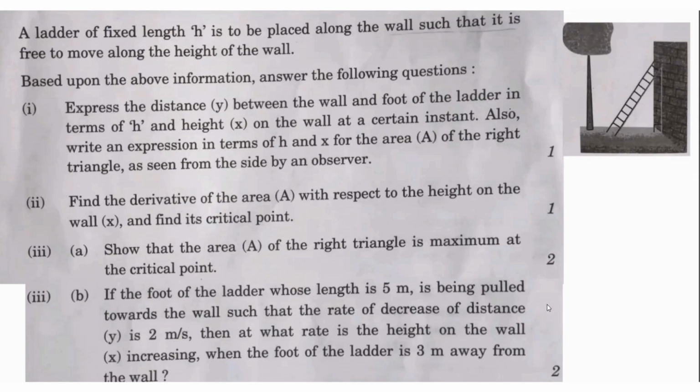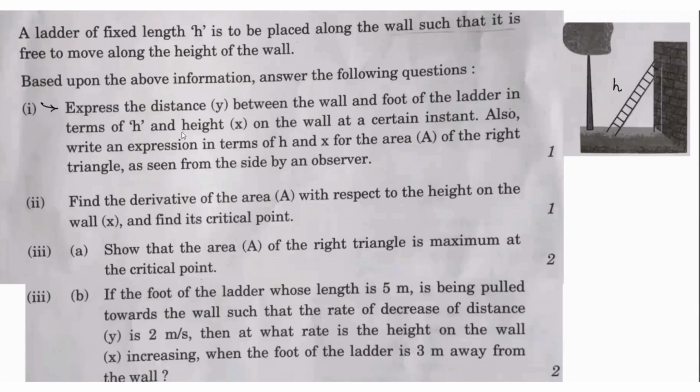So look at this question. A ladder of fixed length h is to be placed along the wall such that it is free to move along the height of the wall. Which means the wall is fixed, the floor or the ground surface is fixed, the ladder is free to move, but the length of the ladder is fixed, which means they have given the length of the ladder to be h.